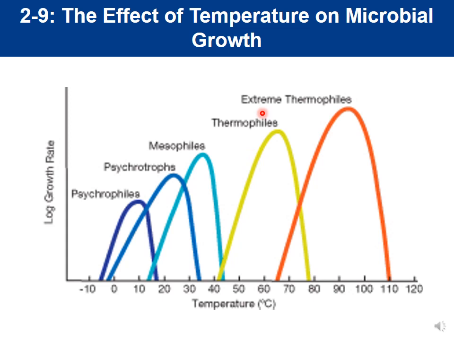Thermophiles, thermo means heat, these are our heat lovers. They don't grow at human body temperature. So again, many thermophiles don't cause disease because they don't grow at our body. They grow above 40 up to about 80. And then extreme thermophiles grow up to boiling temperatures.